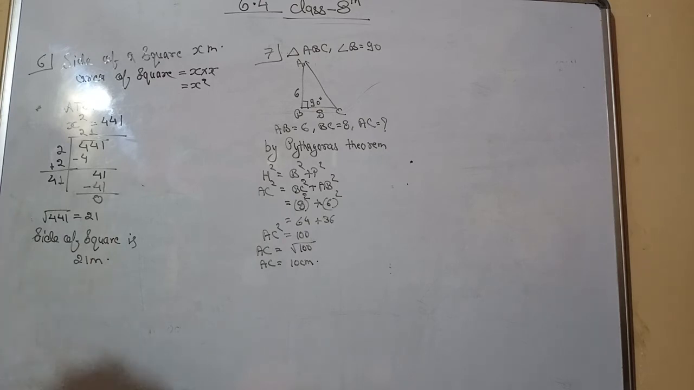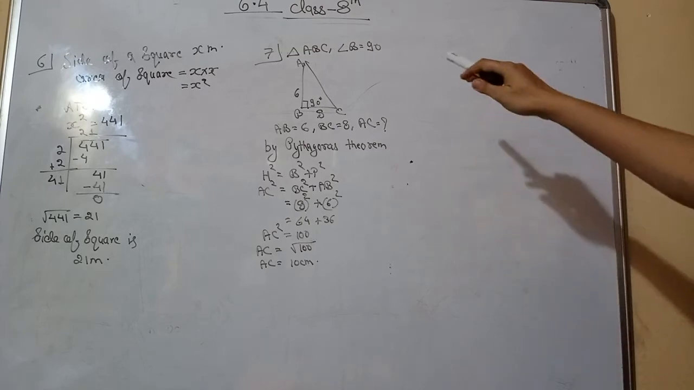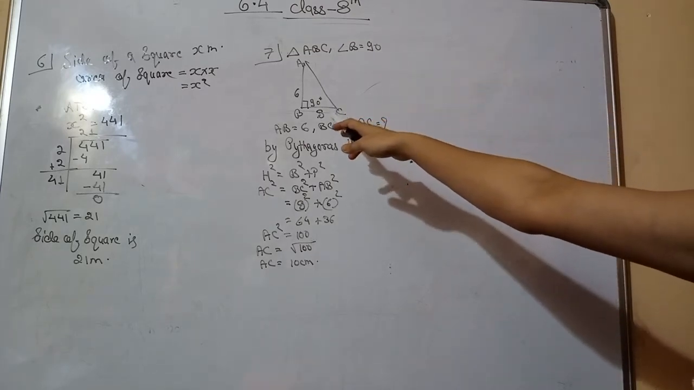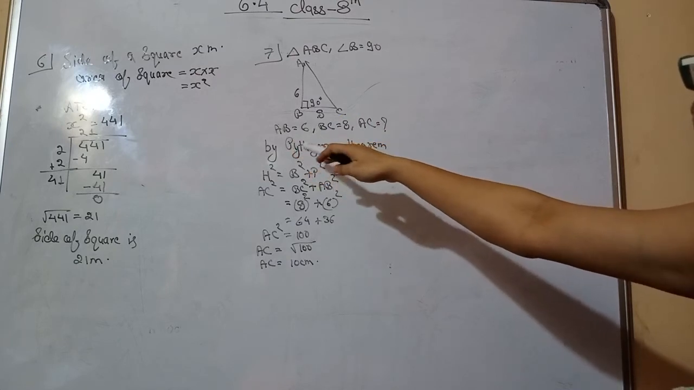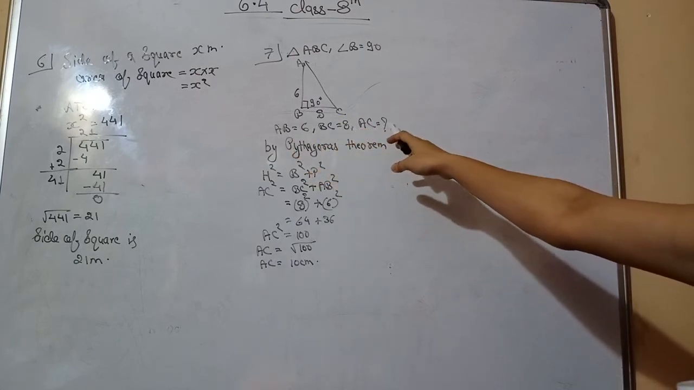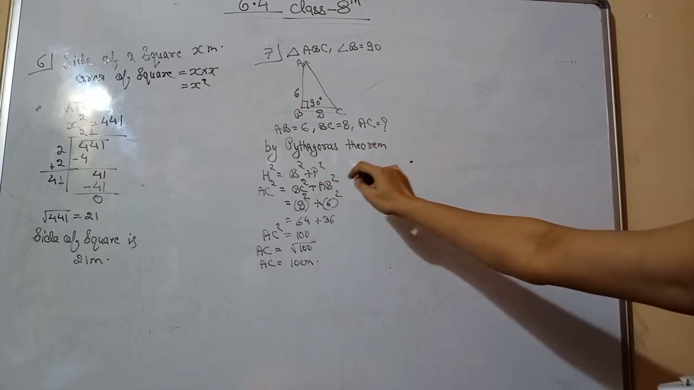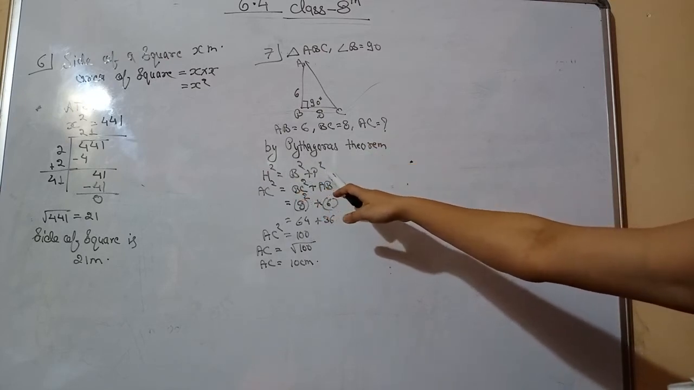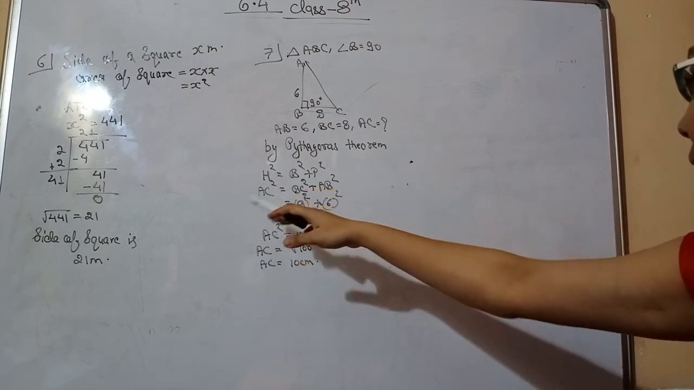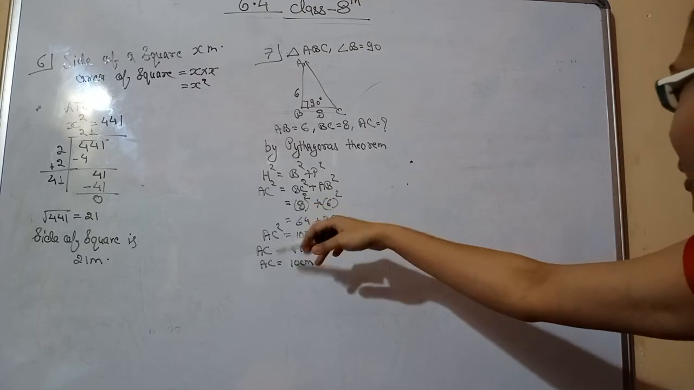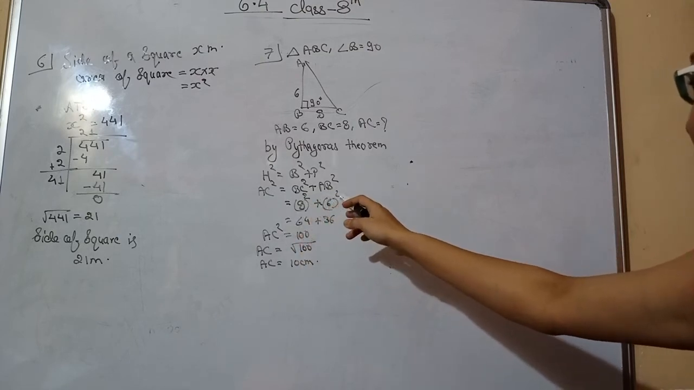Now in question number 7 we have to apply the Pythagoras theorem, which says hypotenuse square equals perpendicular square plus base square. In triangle ABC, the right angle is at B, which is 90 degrees, and the sides are given: AB, which is the perpendicular, is 6 cm, and the base BC is 8 cm. We have to find AC. According to the Pythagoras theorem, hypotenuse square equals base square plus perpendicular square. We don't know the hypotenuse, so let us take the hypotenuse as AC. The base is BC and the perpendicular is AB.